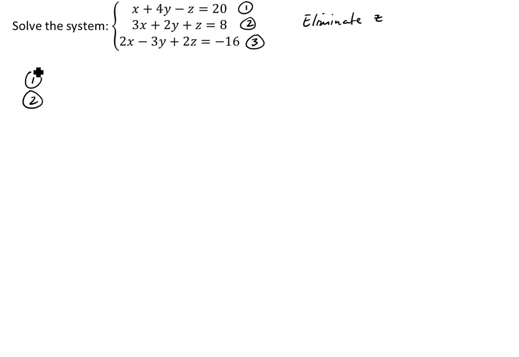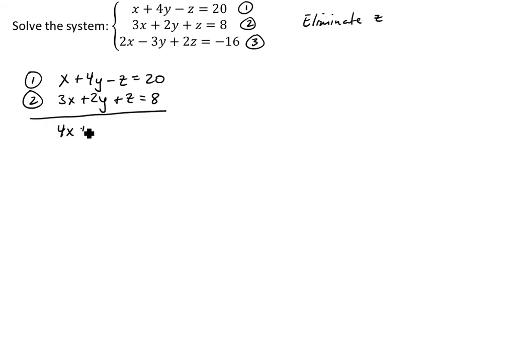Now, I don't have to multiply either one of those by anything in order for the z's to be eliminated when we add them together. So I'm just going to take equations 1 and 2 directly and add them together. So I get 4x plus 6y, the z's are eliminated, equals 28. I'm going to call that equation 4. I'm going to have to use that later.